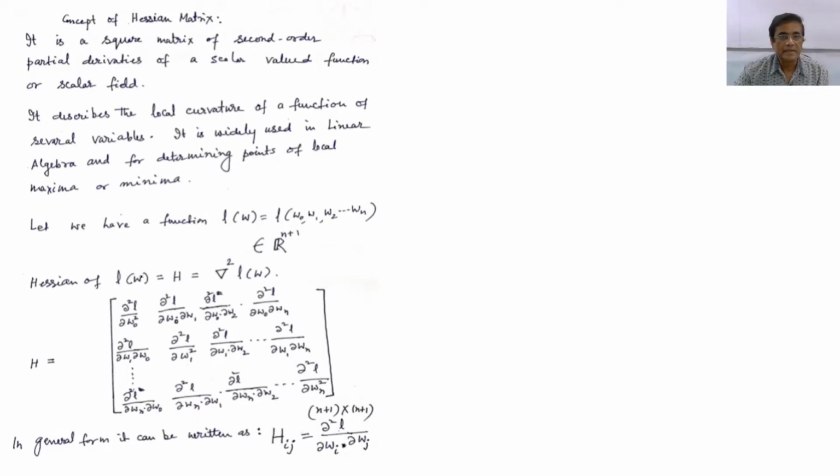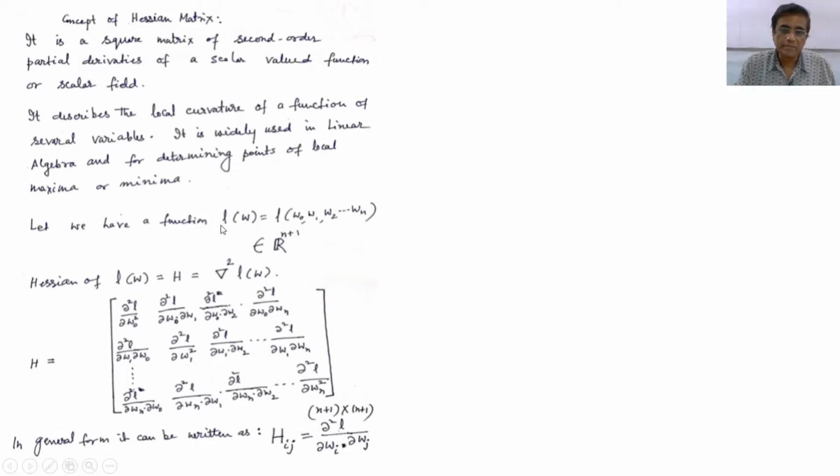The Hessian matrix is basically a square matrix of second order partial derivatives of a scalar valued function or scalar field. It physically describes the local curvature of a function of several variables. It is widely used in linear algebra for many applications. Let us try to see what it is.